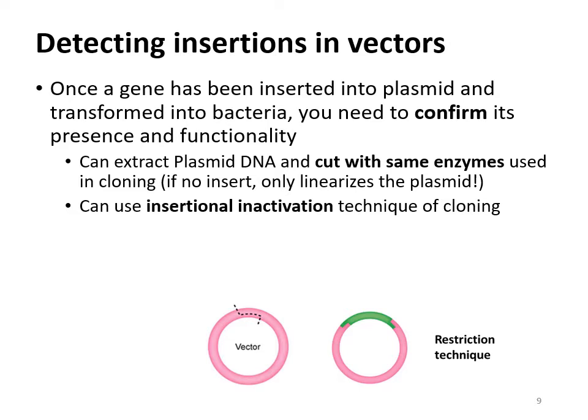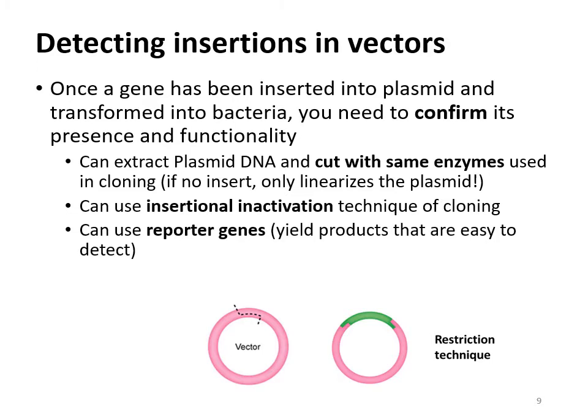Another thing that you can do is insertional inactivation, which is what you did in laboratory if you performed the blue and white ligation transformation technique. We're going to go over that one in more detail in the coming slides. And then you have the option to use reporter genes, which we often combine with insertional inactivation because reporter genes let you visualize things. These are things like color changes, like seeing blue colonies or white colonies.